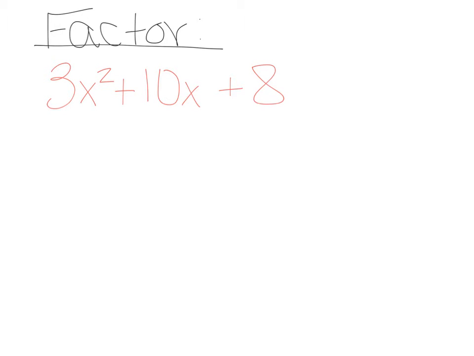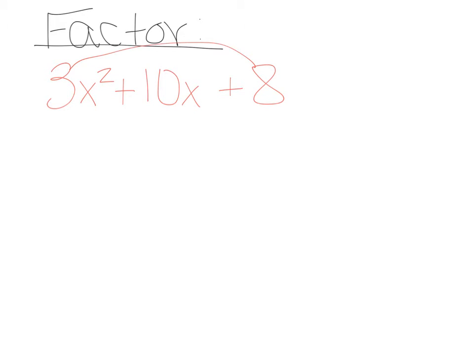Okay, so we are going to start by factoring. We want to factor 3x squared plus 10x plus 8. We need to use factoring by grouping. Normally we try to factor out the number that's in front of x squared, but since our other two terms are 10 and 8, we can't take a 3 out of these two. So factoring by grouping is going to be our option here.